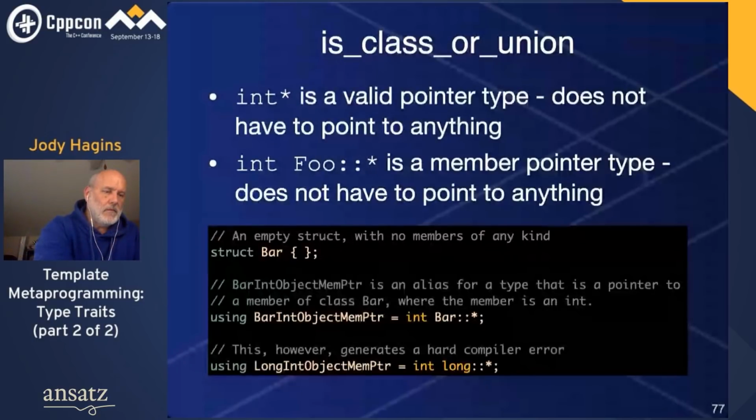An empty struct bar with no members of any kind. I can still create a pointer to it, right? I can create a type that's a pointer to it. But I can't create this one. This one's going to generate a hard compiler error because you can't create a member pointer to a long. That doesn't make any sense. It can't have members. So if we can figure out how to do that, then we're golden.